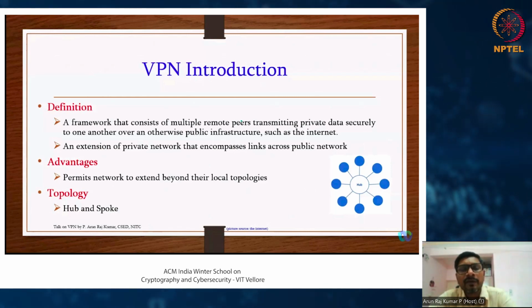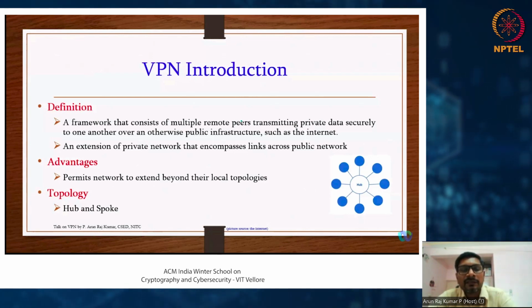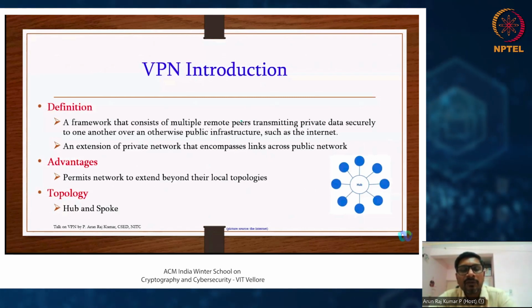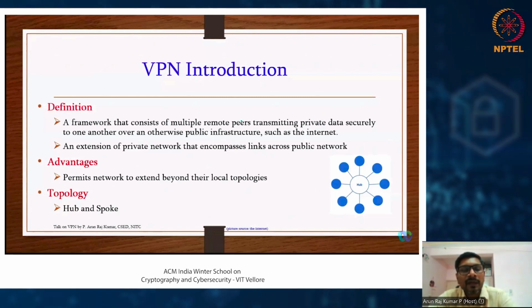It's an extension of a private network. It encompasses links across a public network. The advantage is it permits the network to extend beyond its local topologies.